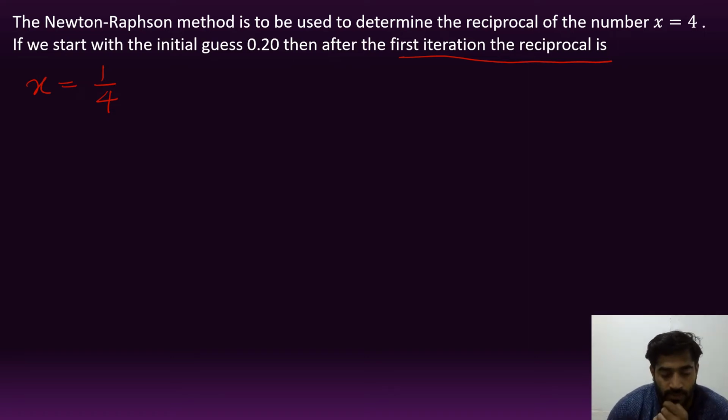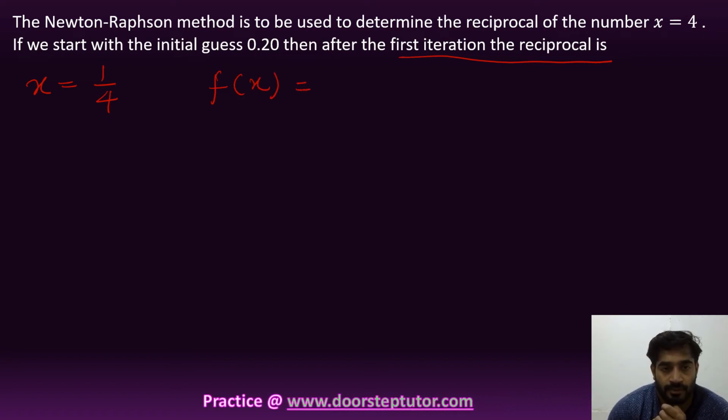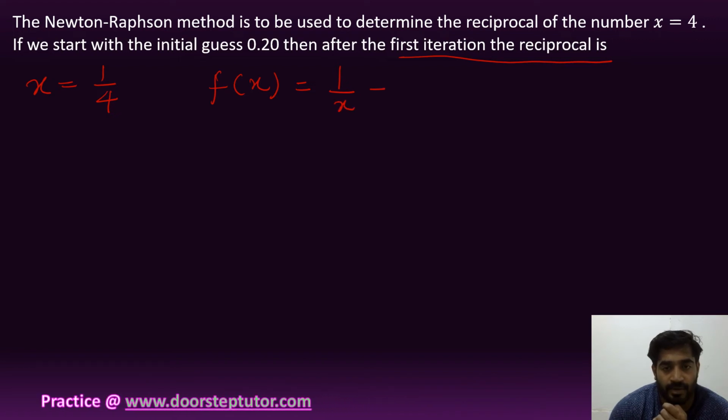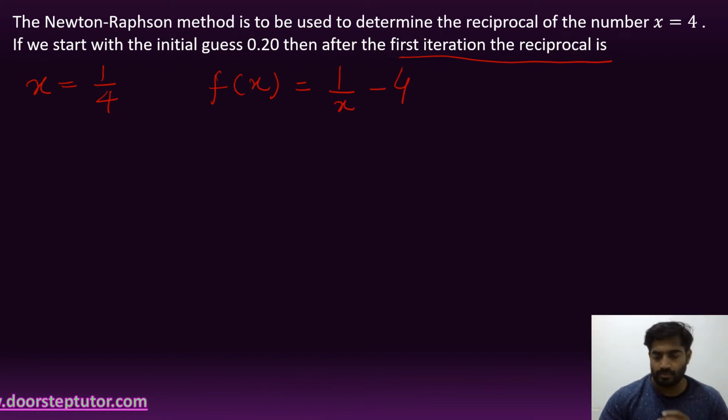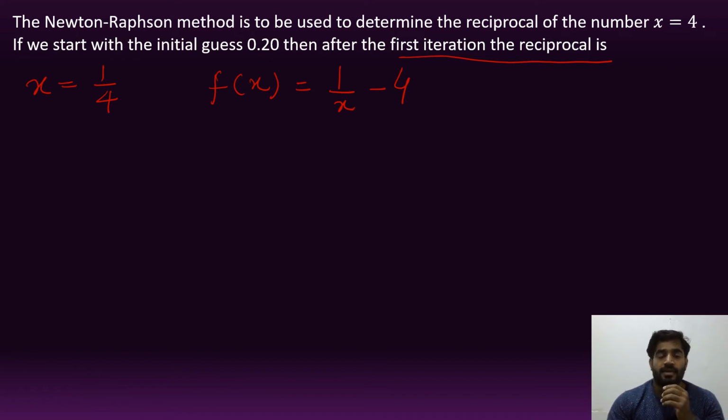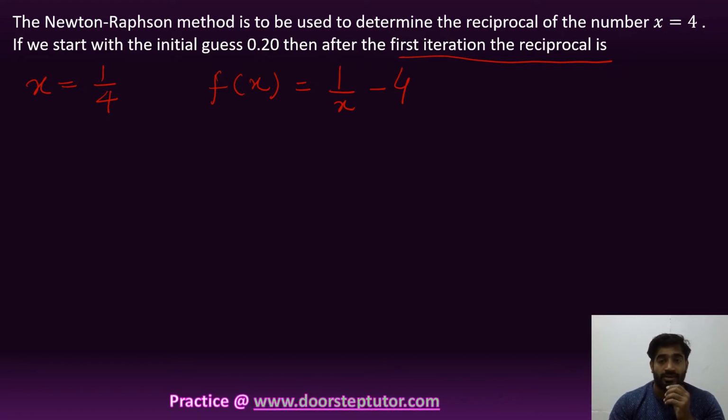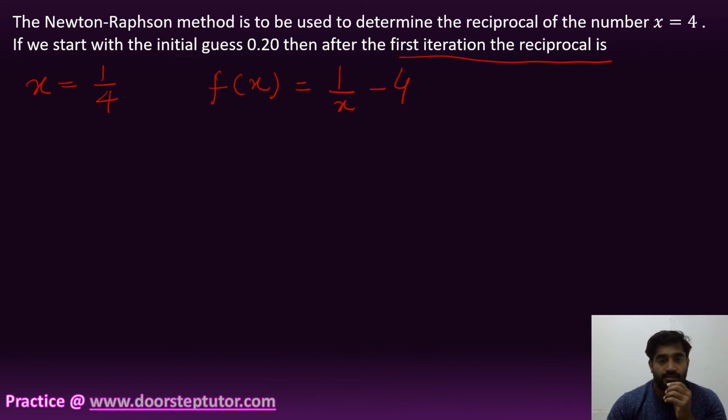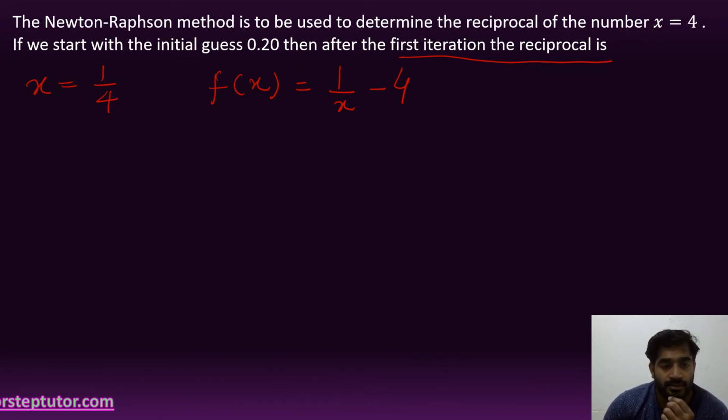Okay, so from here, what will be the function? The function will be 1 by x minus 4. Why do I write 1 by x minus 4? Why am I not writing x minus 1 by 4? Because the question demands the reciprocal of the first iteration. So I have to take the reciprocal in the function, not the number. Okay, so I got this. So easily I can find the first iteration.